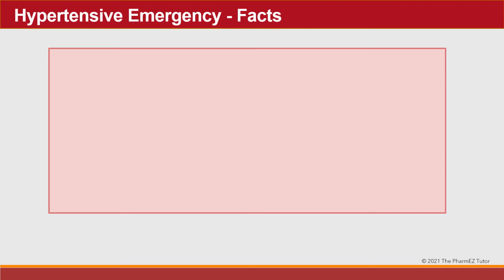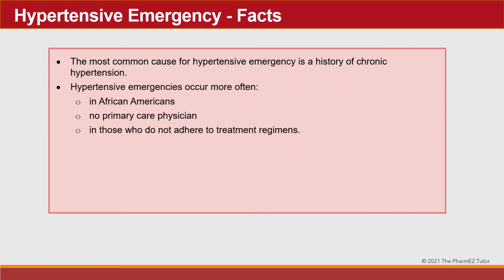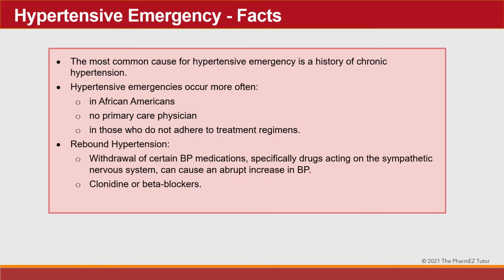Here are some additional facts about hypertensive emergency. The most common cause for hypertensive emergency is a history of chronic hypertension. Hypertensive emergencies occur more often in African Americans than in Caucasians, among patients who have no primary care physician, and in those who do not adhere to treatment regimens.